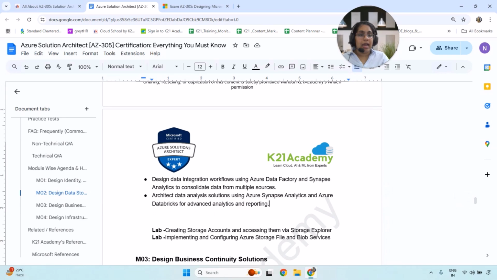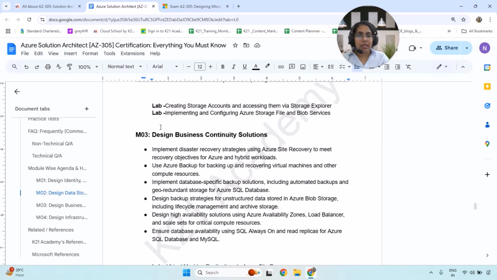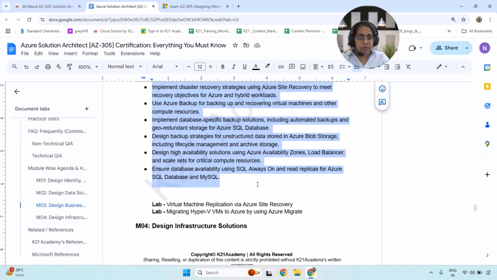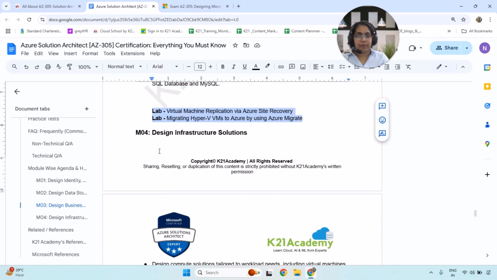Moving to module or domain 4, which talks about design infrastructure solutions. If I come to this particular domain, all these are the subtopics which you can go through. And other than that, we have many hands-on labs, or rather these are the associated labs for this particular domain. If you want to explore these hands-on labs, you have the option to check what hands-on labs are associated with that particular domain and prepare accordingly.